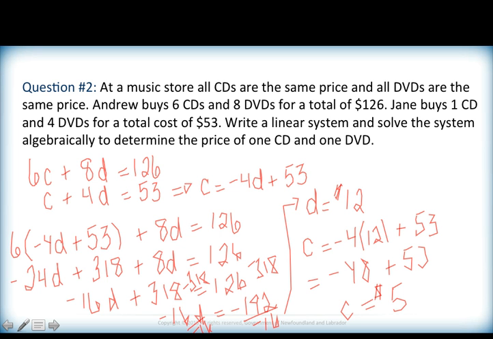So the question asks, how much will one CD and one DVD cost? Well, the price for one CD is $5 and the price for one DVD is $12. If you want to verify a solution, you take those answers for C and D and substitute them back into the equations to make sure the left-hand side equals the right-hand side.